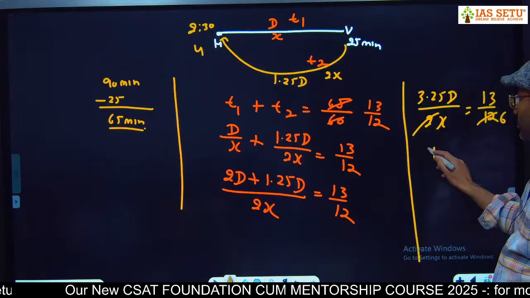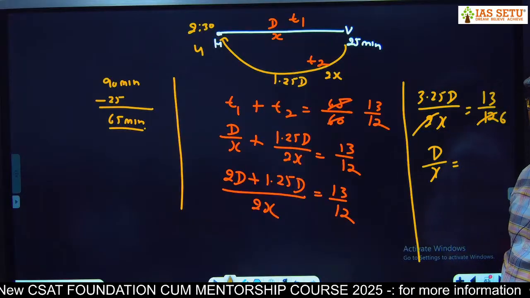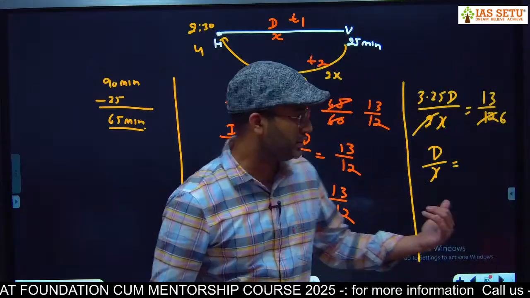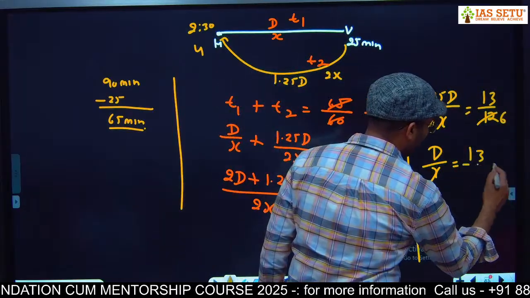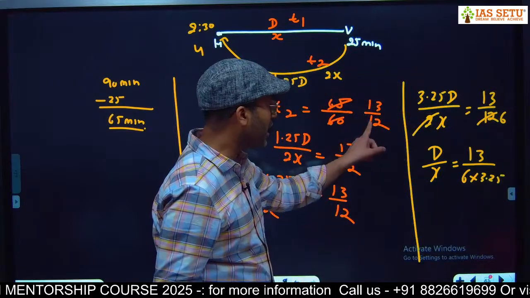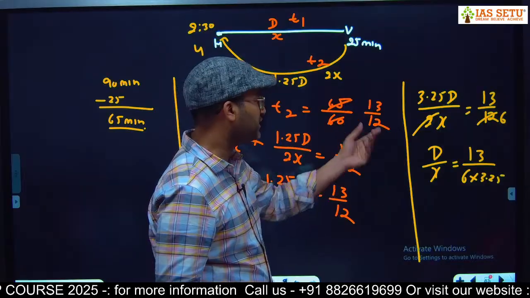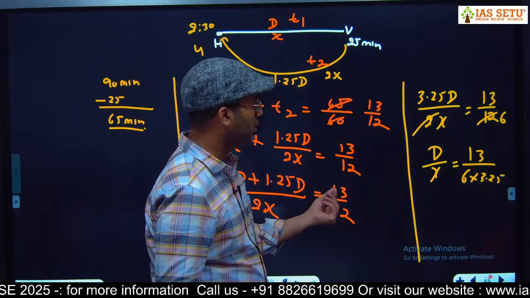3.25 को उधर ले जाओ. What is d by x? I don't need d, I don't need x, I need d by x. मुझे d by x ही चाहिए और वो आ जाएगा. कैसे आएगा? 13/6 3.25. बट दिस इज ना r, हम r लेके चल रहे हैं, आपका आंसर r में आएगा. या 65 मिनट लेके चलोगे तो मिनट में आएगा.